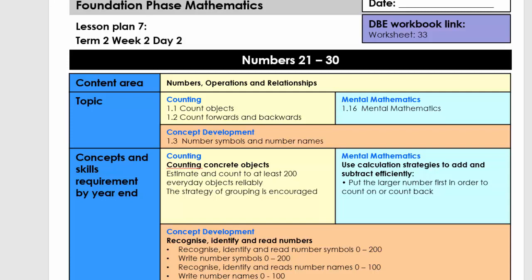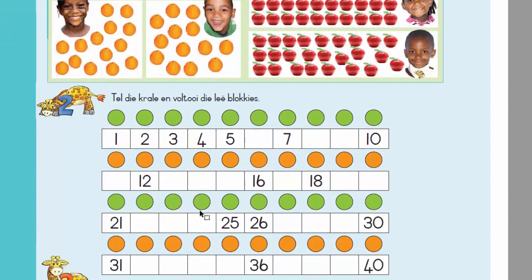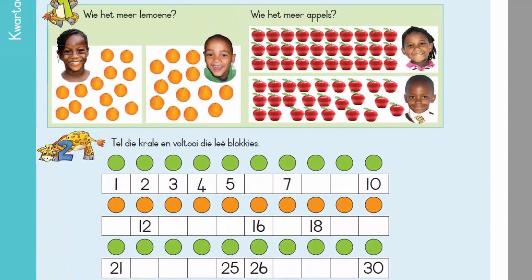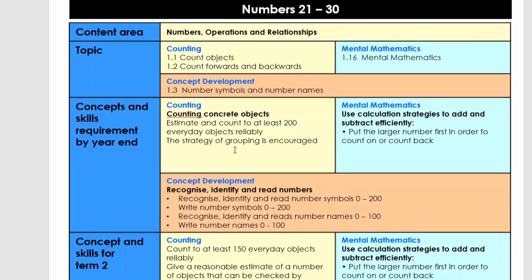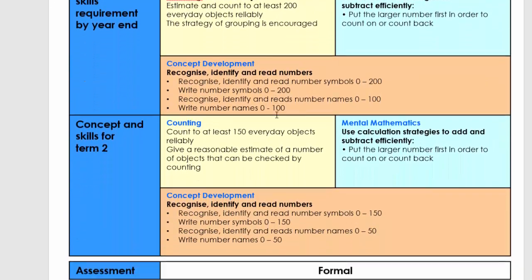Today we're going to do lesson plan number 7, grade 2, term 2. We're going to look at numbers from 21 to 30. You can also use your worksheet in your DBE book, worksheet 33. Just quickly to show you. So going back to the lesson plan, remember the first part is the CAPS curriculum.